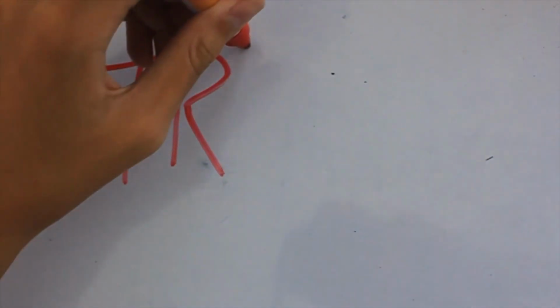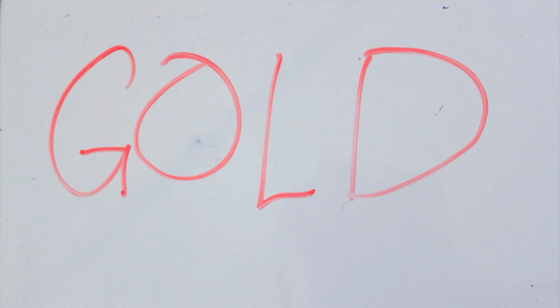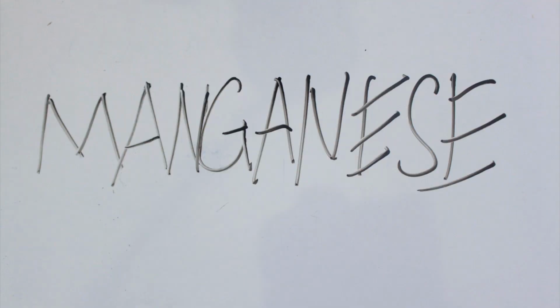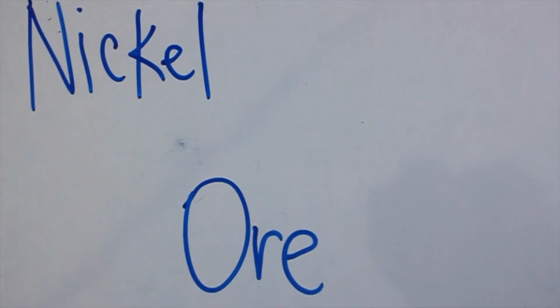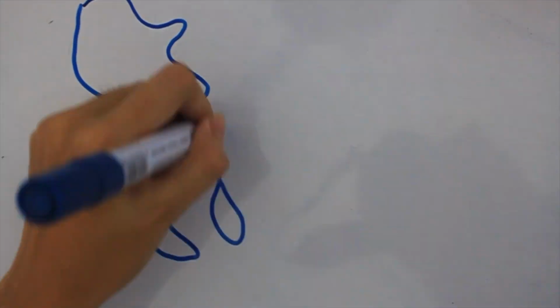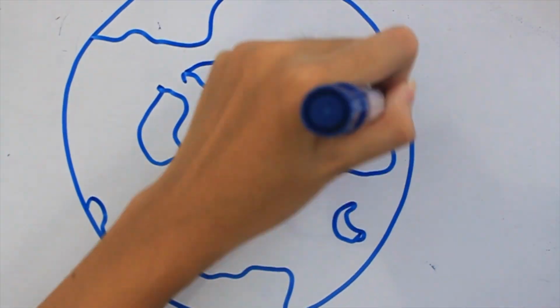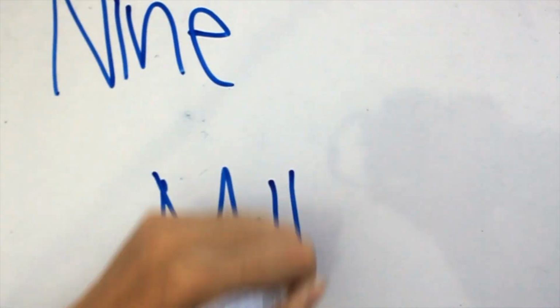But here's the trivia in the Philippines. Number 1. The most common metallic resources found in the Philippines are gold, copper, chromite, iron, nickel, and manganese. Second, in 2010, the Philippines became the third biggest producer of nickel ore, behind Russia and Indonesia, vaulting over Australia and Canada. Third, the Philippines is the fifth most mineralized country in the world. Fourth, the country has 9 million hectares of mineralized land, of which only 420,000 hectares are being utilized.